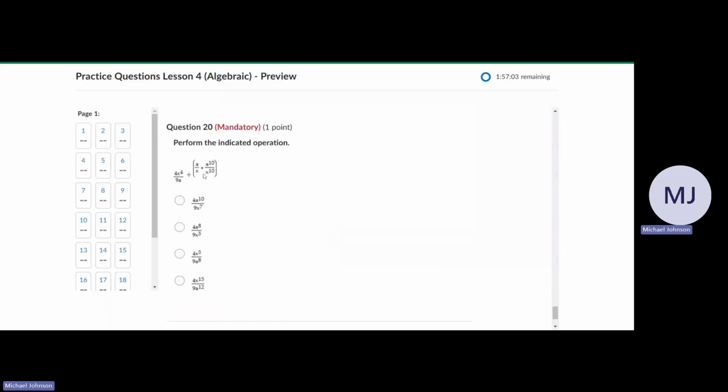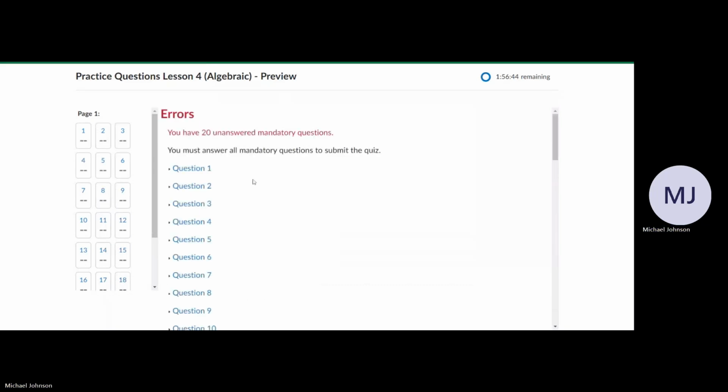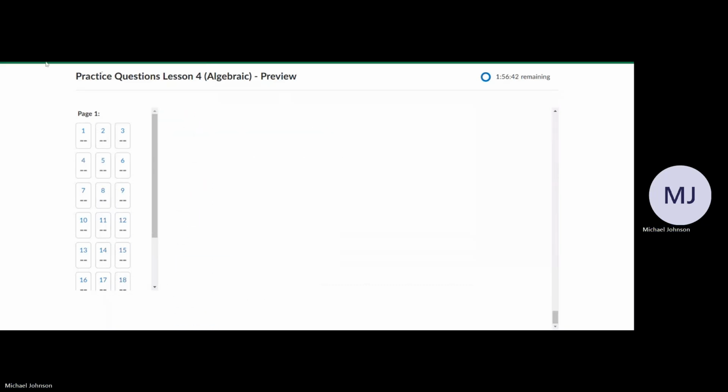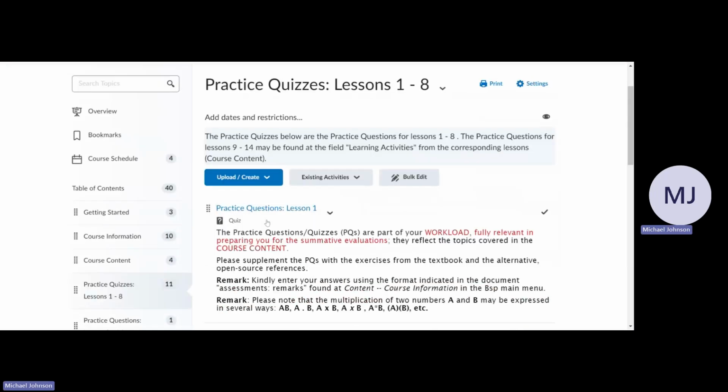Here, you would want to do the crisscross method again. So, sorry, not the crisscross method, but you would flip the right fraction and then multiply both together. So the next thing is we'll go through lesson 5 here.